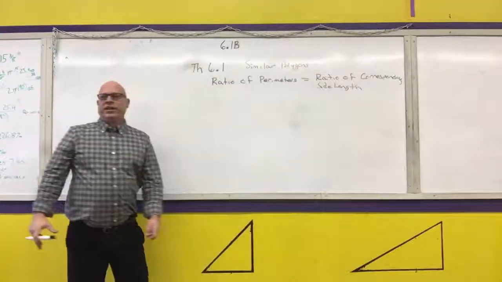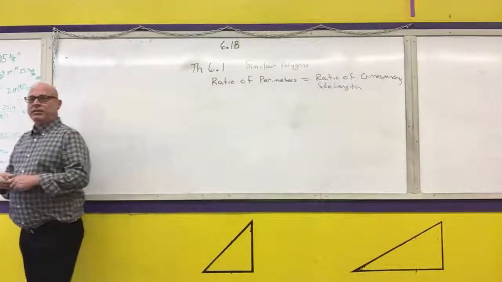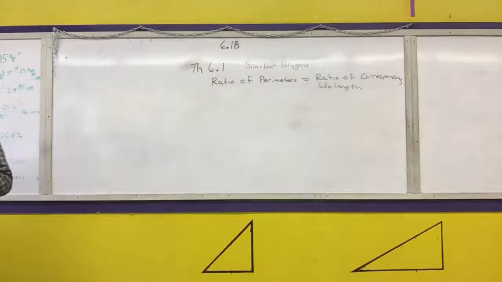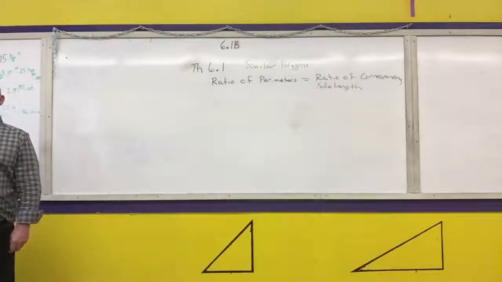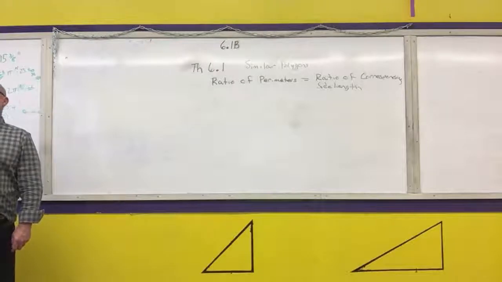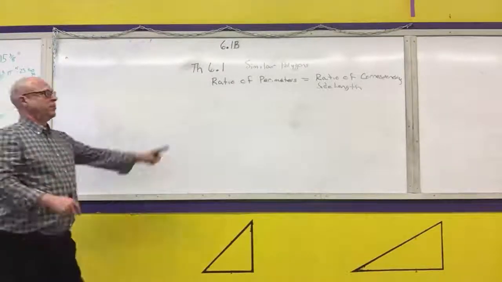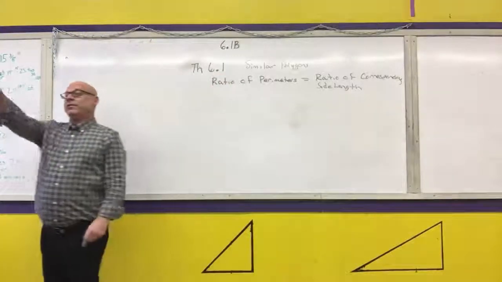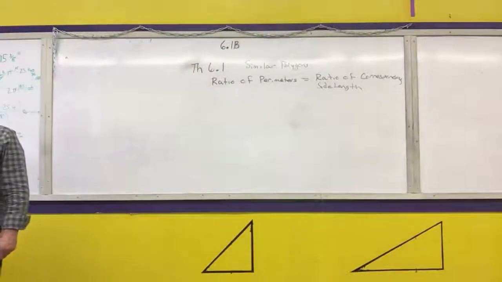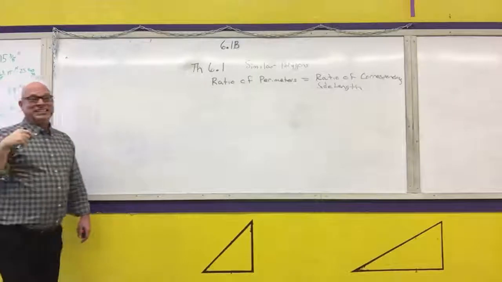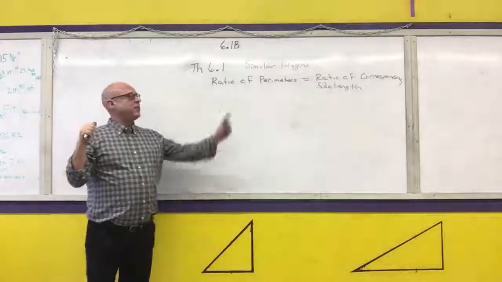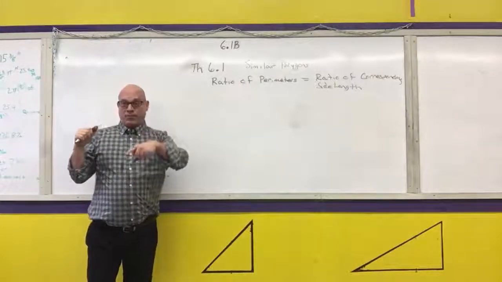So again, from yesterday, similar polygons, what does that mean? Somebody that was here yesterday? The same what? The same shape. So similar polygons have the same shape. Like Kylie with 1E said, all the corresponding angles are congruent. What do we know about the corresponding sides in similar polygons? Proportional. They're proportional.